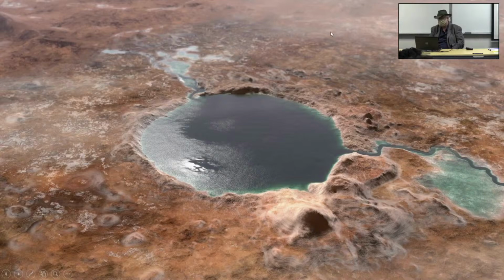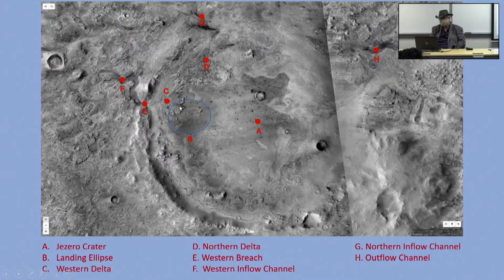Water coming from an extremely large watershed to the west, coming in, flowing into this lake, and concentrating. And as water flowed in, it dropped its sediment load into what we would call a delta deposit. And so here, we've got a generalized map of Jezero Crater, the western inflow channel, northern inflow channel, outflow channel. This is the landing ellipse where our Perseverance lander targeted.